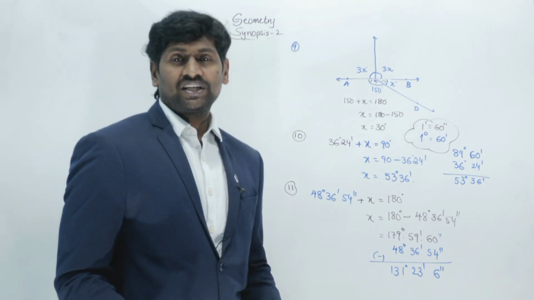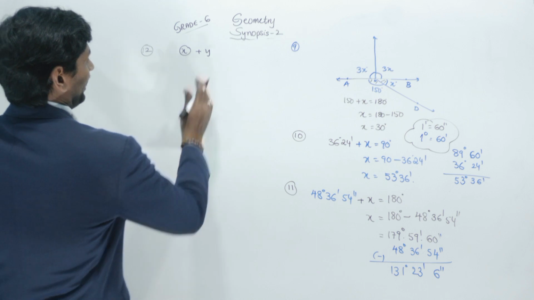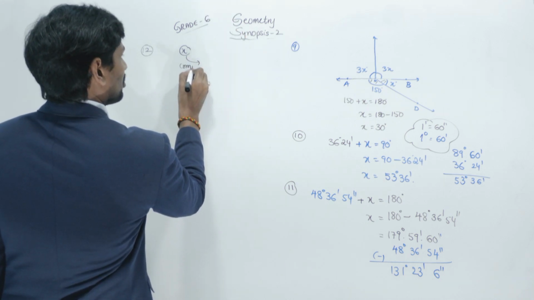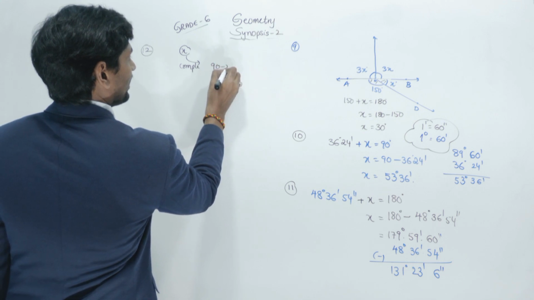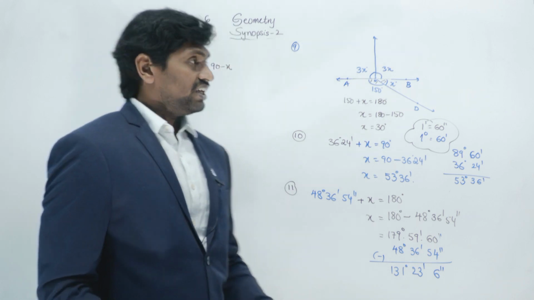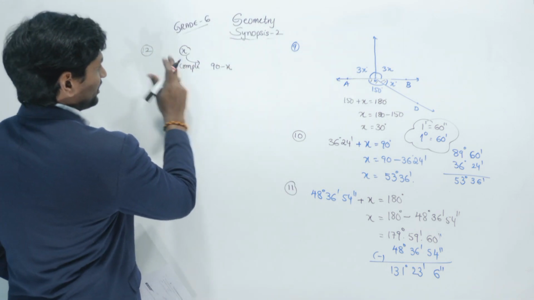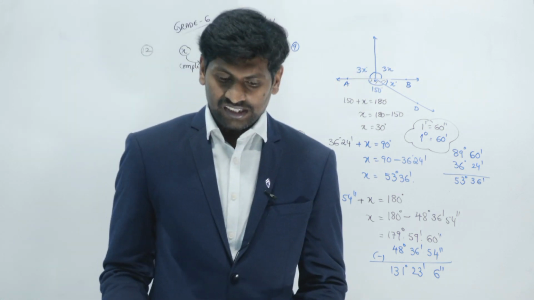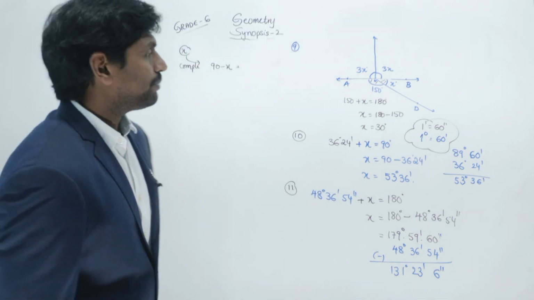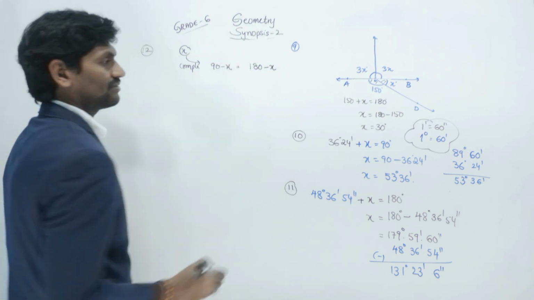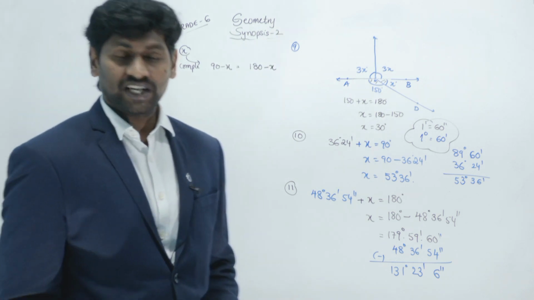The complement angle of x we can take as 90 minus x. X complement is 90 minus x. The complement of an angle, I am taking an angle x, its complement is equal to the supplement of thrice of it. Supplement means what? 180 minus x. Supplement of thrice of it.